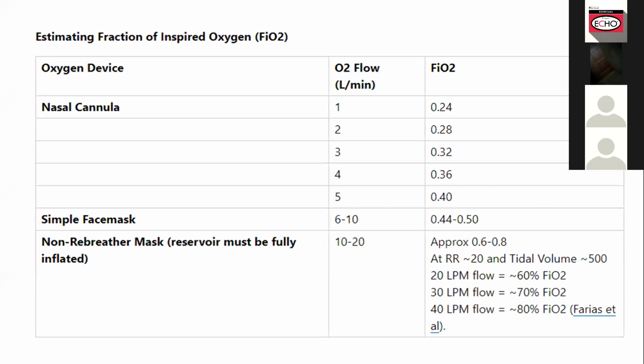So this is the nasal cannula I told you before. You can use it for 1 to 6 liters per minute of flow. If not working, you can go to a simple facial mask, which can give you a flow from 6 to 10 liters per minute. And if not working, you can go on a non-rebreather mask, which has a reservoir, and that can give you between 10 to 20.